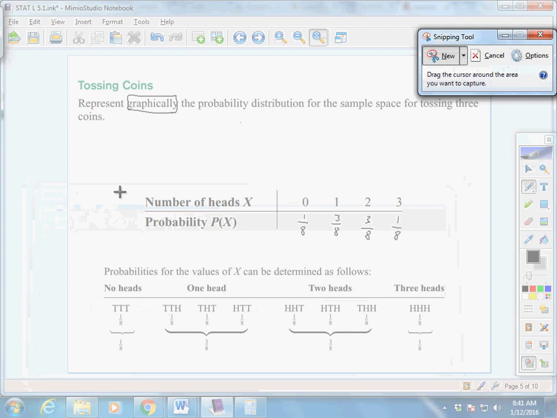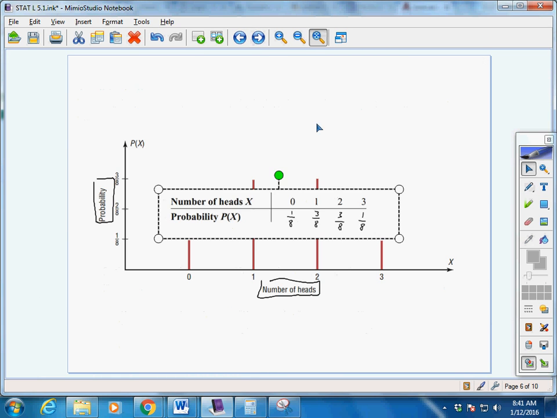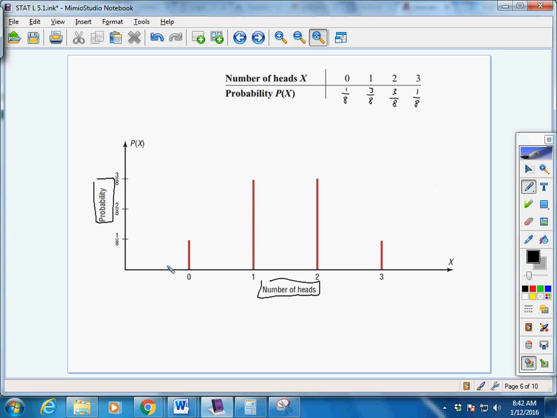I take a picture of this, so I have to refer back to it. We can see that all you have to do is make a little bar up to your probabilities: 1/8, 3/8, 3/8, 1/8. Probability on our y-axis, random variable on our x-axis. And that's all you have. That's just another way of displaying the same data in a distribution table or on a graph.